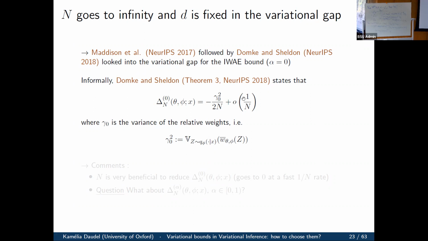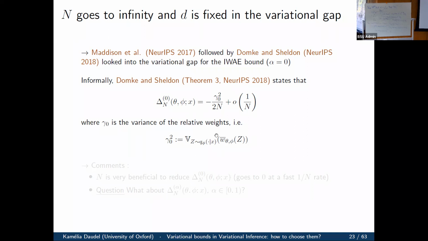Short-lived interest is negligible before 1/n. And here we need to say what gamma 0 squared is. It's the variance of the relative weights. That's kind of why I was introducing them, because they're going to appear in the rest of the talk.